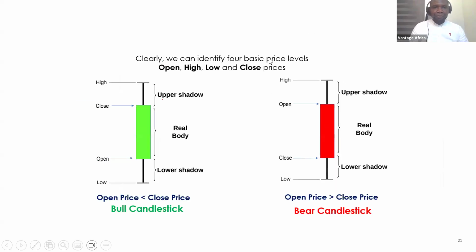So let's look at this. A green candlestick is what we call a bullish candlestick. Bullish generally means rising prices. Whenever prices are rising, we refer to that as a bullish environment, a bullish scenario. So anytime you hear bullish or bull, that means prices are going up, rising, appreciating. So you see, a green candlestick is a bullish candlestick.